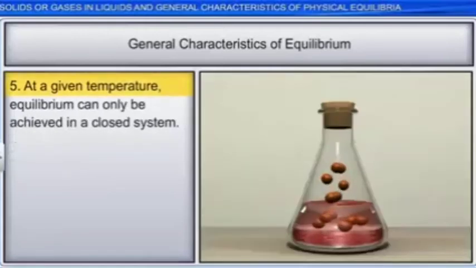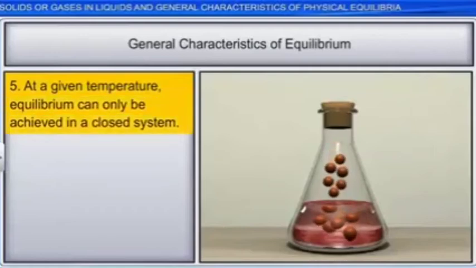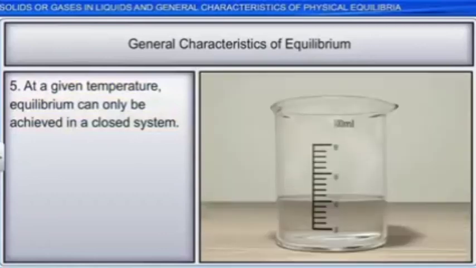Next, at a given temperature, equilibrium can only be achieved in a closed system. For example, no equilibrium is attained when water in a beaker is opened to the atmosphere. This is because the rate of condensation is much less than the rate of evaporation when the beaker is opened.